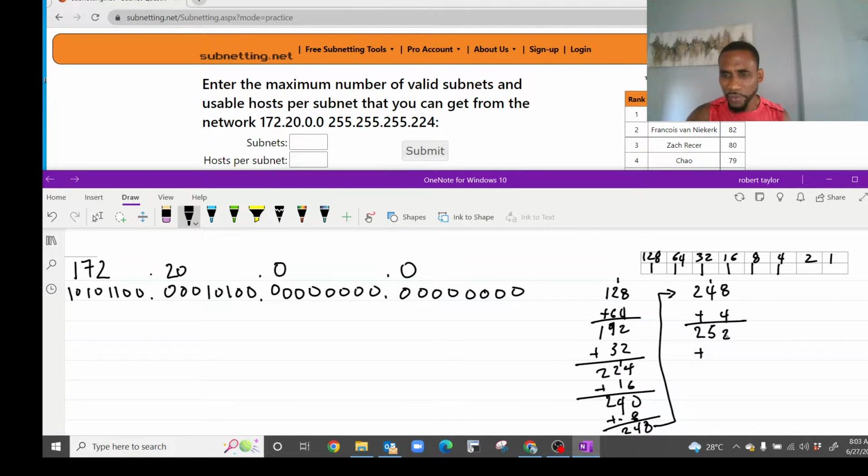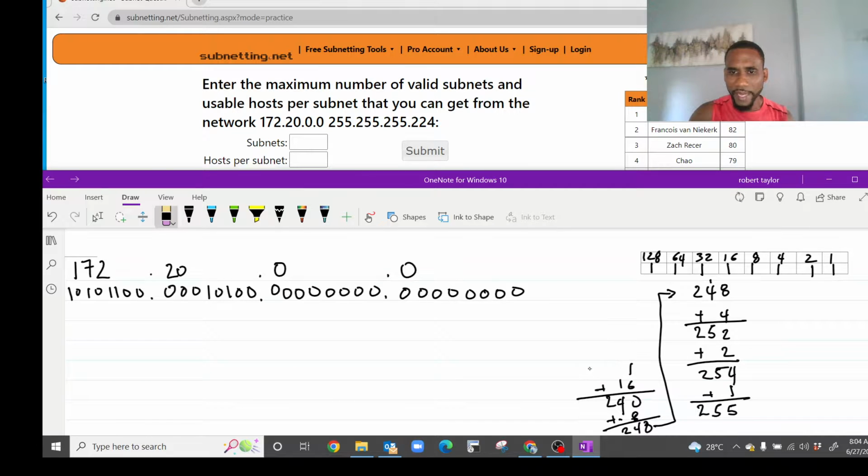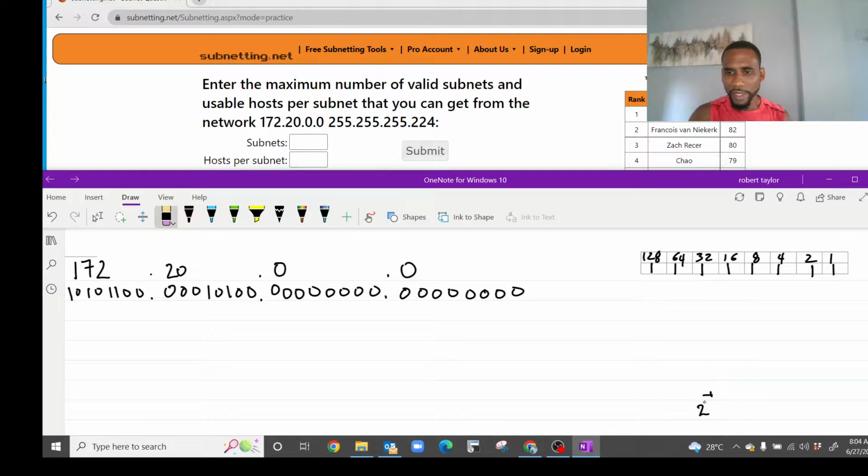This is 252. Still not at 255 yet. So I'm going to add the 2 to that. This gives me 254. So I'm going to take the 2. And then finally, I need to add the 1. That takes me to 255. So the binary representation of the decimal value 255 is all ones here, right?